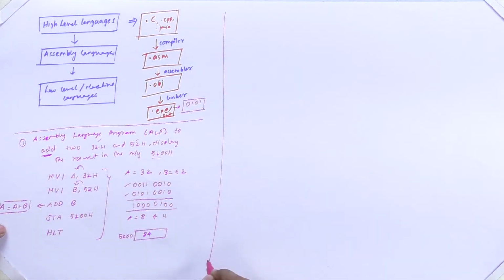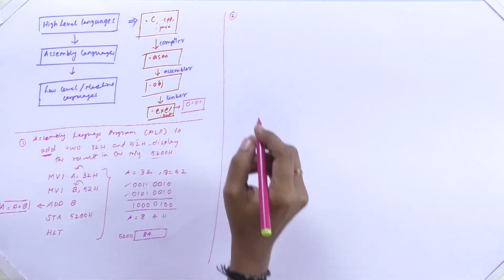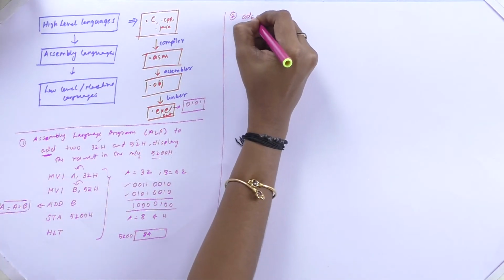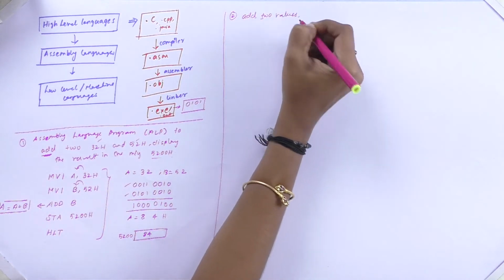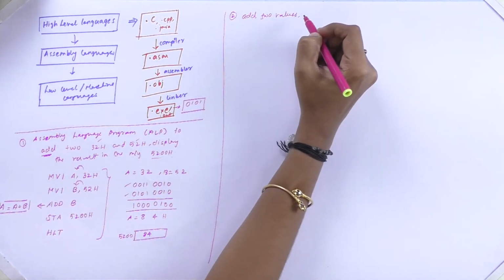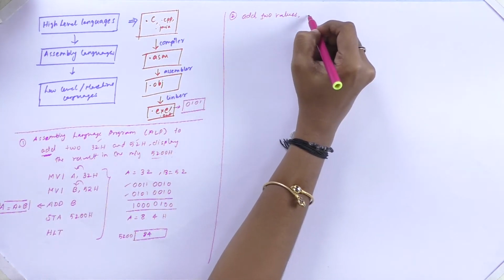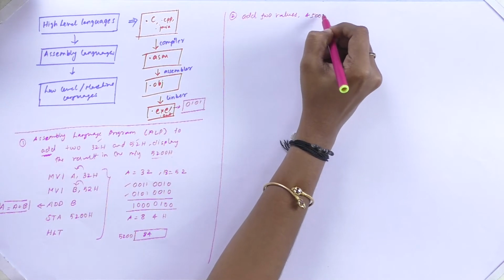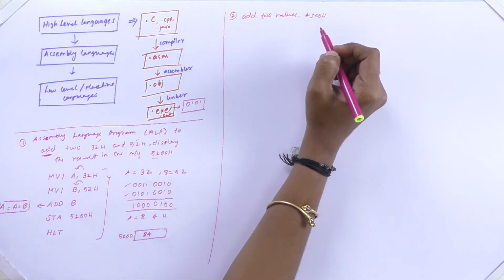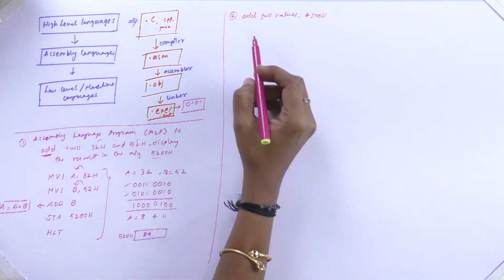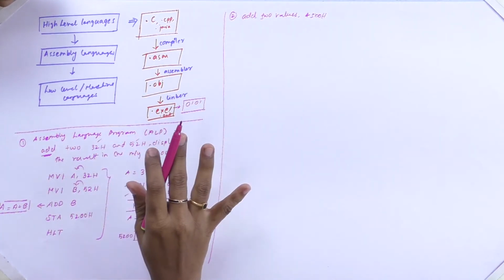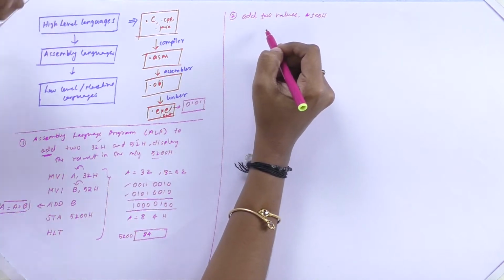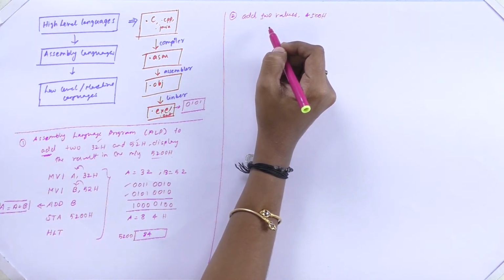The next sample program is to add two values that we should get during runtime, and again display the result in some other memory location, let us say 4500H. In the previous example 52 and 32 are immediate data, but in this example we have to get the values during runtime.